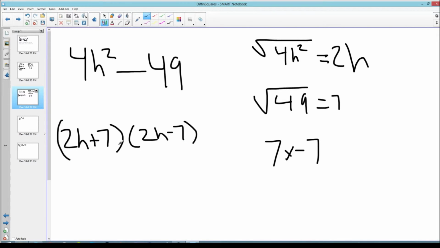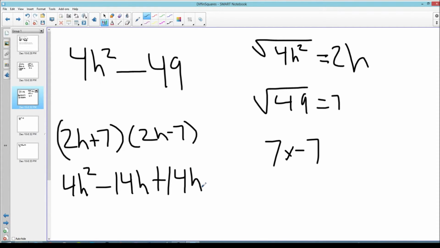And then 2h times 2h gives us 4h squared, and then 2h times negative 7 gives us negative 14h, and then 7 times 2h gives us 14h, and then 7 times negative 7 gives us negative 49, and these two terms cancel out, so we're left with 4h squared minus 49.